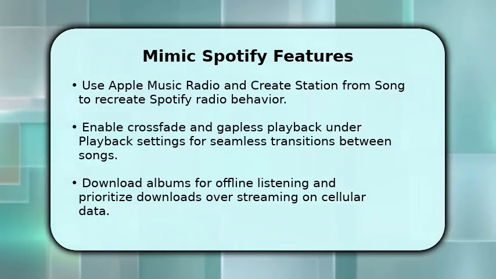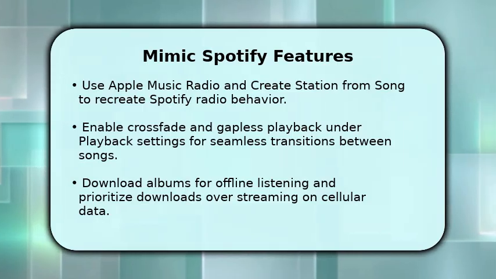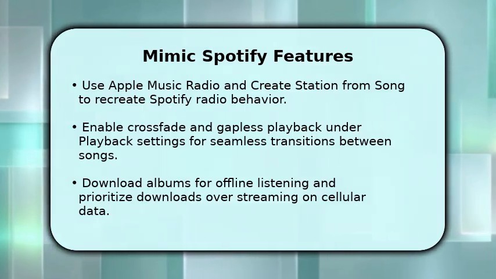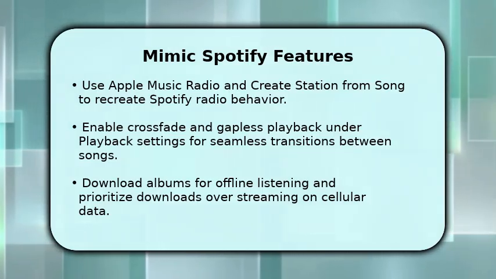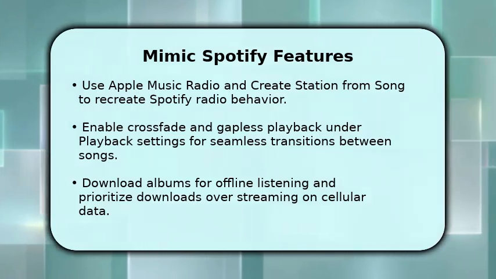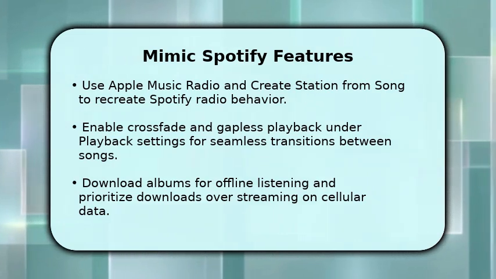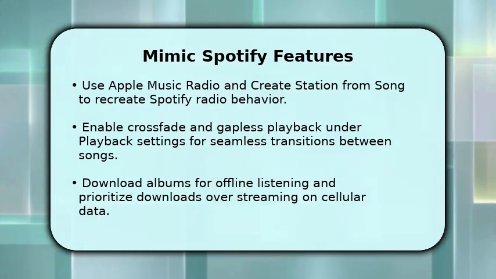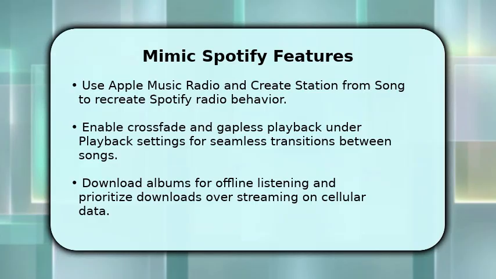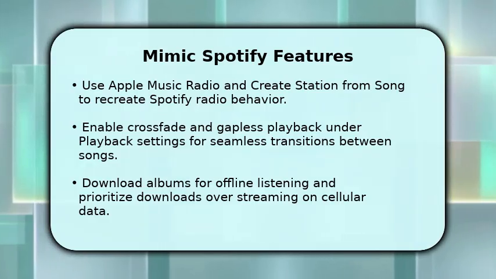Enable crossfade and gapless playback under playback settings for seamless transitions between songs. Use smart playlists created on Mac to automate genre, play count, and date rules. Adjust EQ presets manually to match Spotify's signature sound profile closely on each device. Download albums for offline listening and prioritize downloads.